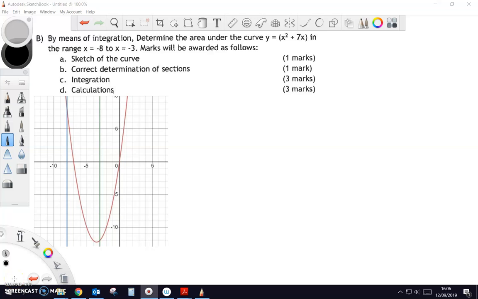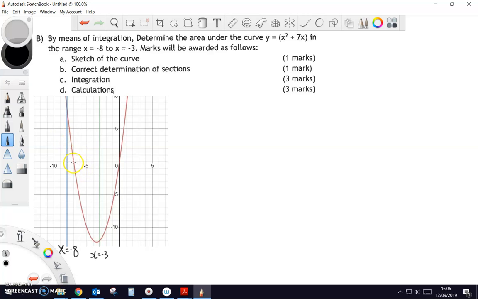Now we're going to look at part C and D, right? We've already figured out, this is our line here. This blue line is x equals minus 8, right? And this green line is x equals minus 3. This is just neater drawn than the one in previous videos. I got this from Desmos.